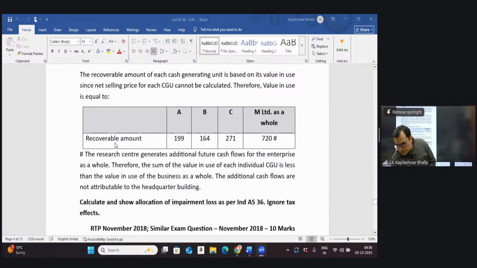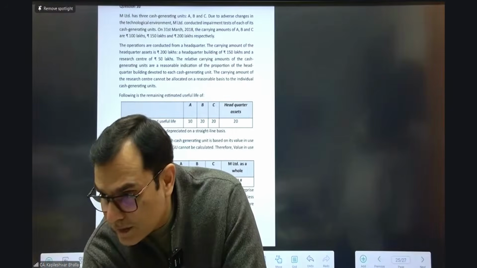Calculate and show the allocation of impairment loss as per Ind AS 36. Ignore any tax effect. So this is RTP 2018. A similar question came in the exams for 10 marks in November 18 as well. Okay, so let's do this particular question. We need to conduct 2 tests in this particular case, one by one. So let's begin. Let me just also open this question so we can do this. Let me start solving this question with your help.